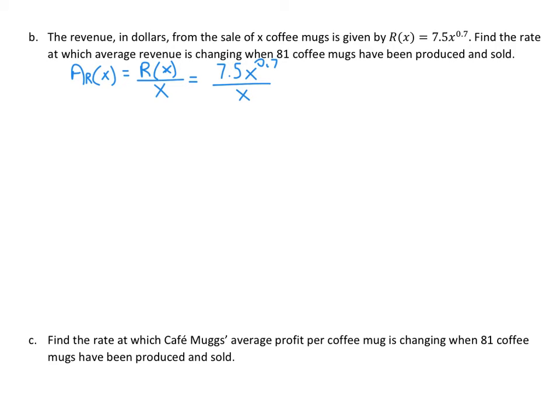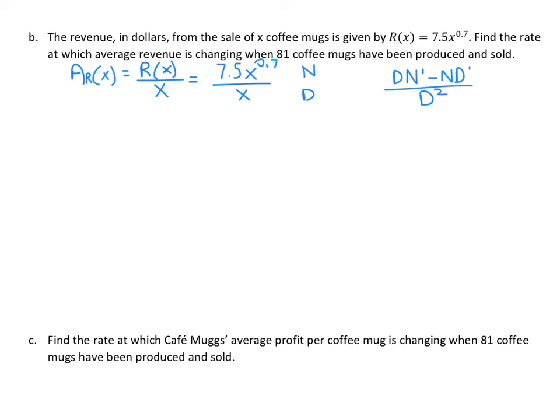Now that we want to find the rate at which average revenue is changing, we need to take the derivative. Once again, using the quotient rule, because we have a numerator and we have a denominator. Now the quotient rule looks like denominator times the derivative of the numerator minus the numerator times the derivative of the denominator, all over denominator squared.